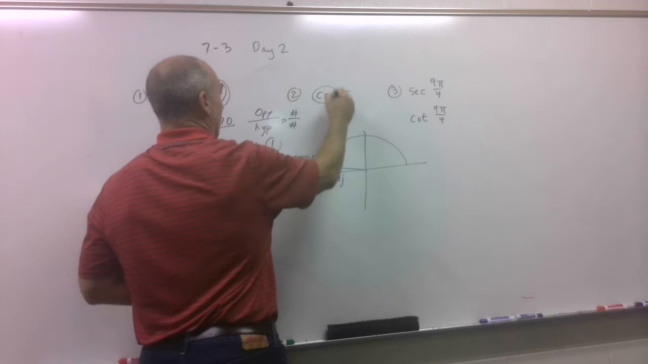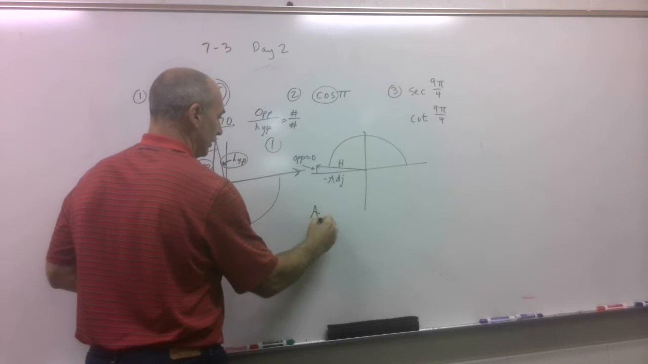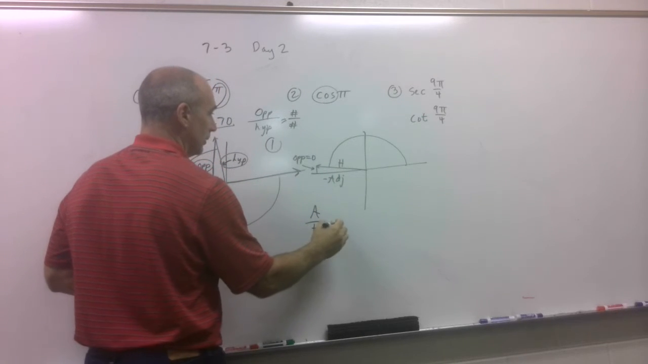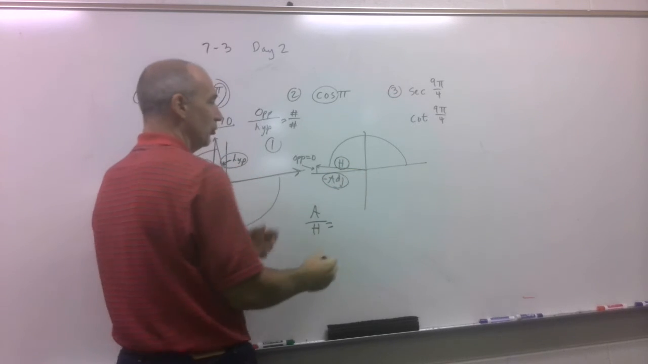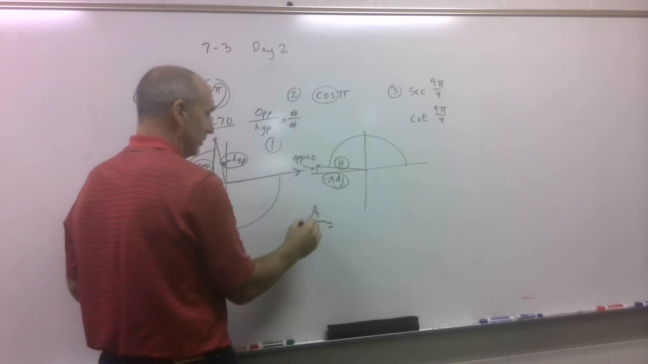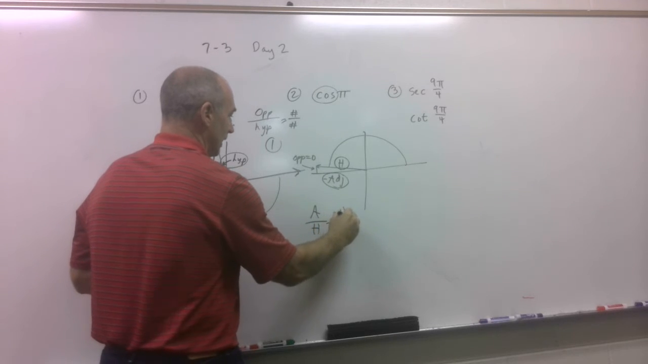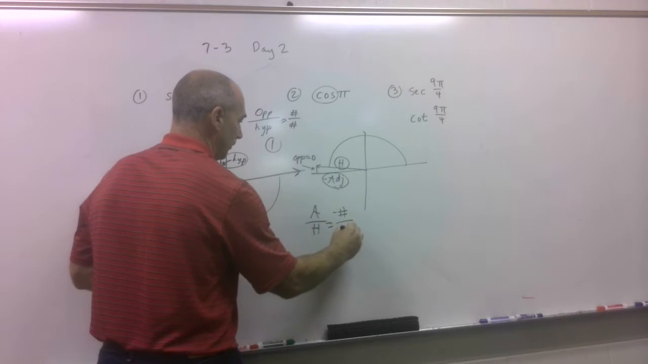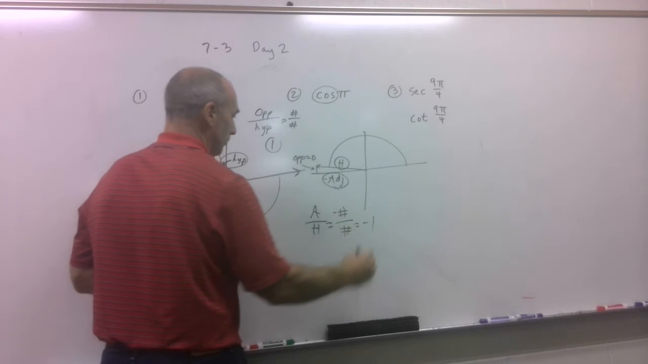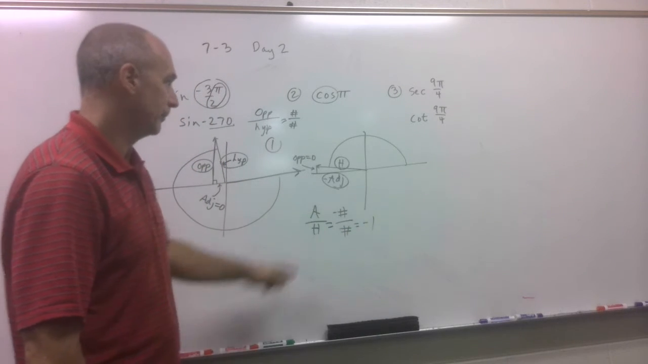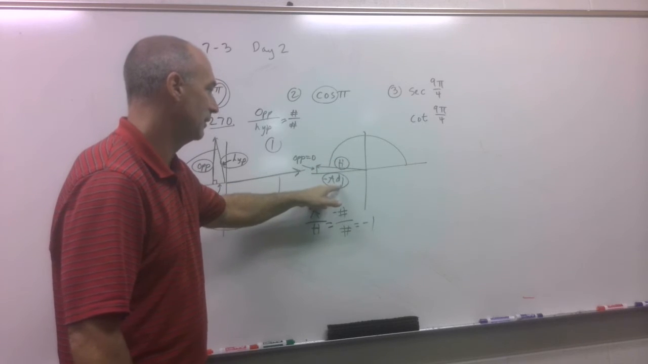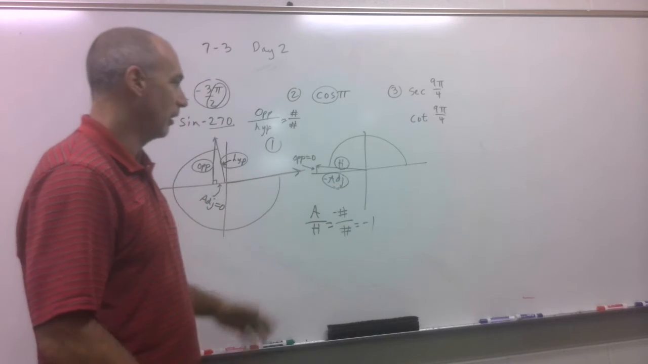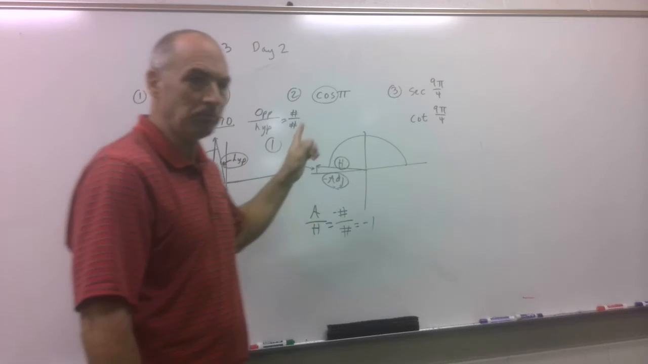I got to find cosine. Well, that's cos, adjacent over hypotenuse. Notice my adjacent and my hypotenuse are the two equal ones, but the adjacent's a negative number. So that's going to reduce to -1. Because if that's 10, that's -10. If that's 20, that's -20. So they reduce to -1 regardless of their dimensions.